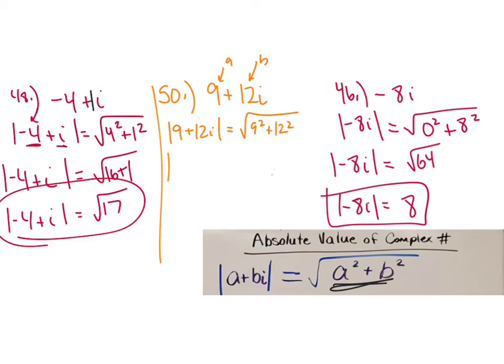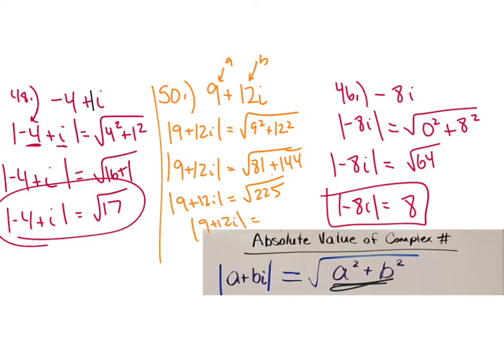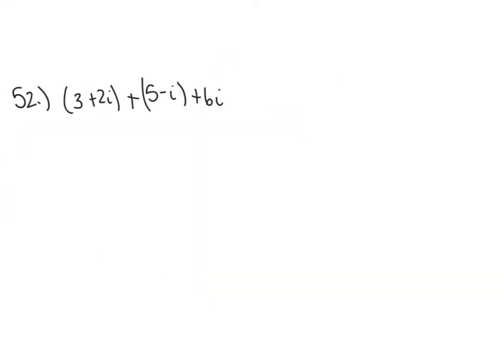Then I say the absolute value of 9 plus 12i, that's just my label, equals the square root of 81 plus 144. Well, 81 plus 144 is 225. And I know that the square root of 225 is perfect. So the absolute value of 9 plus 12i is just 15. So it's not always a radical number. Sometimes the radical works out nicely. Sometimes we have to continue to simplify the radical like we've done in section 1.5. All right, 52, 54, 56 is all simplifying.